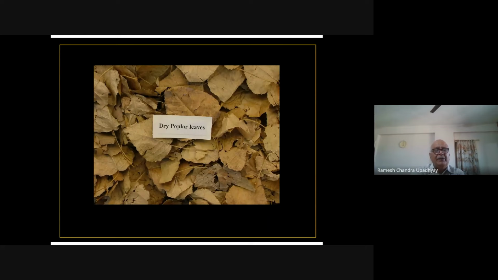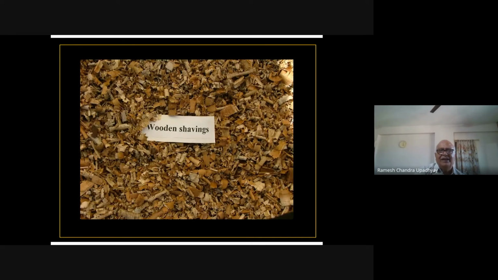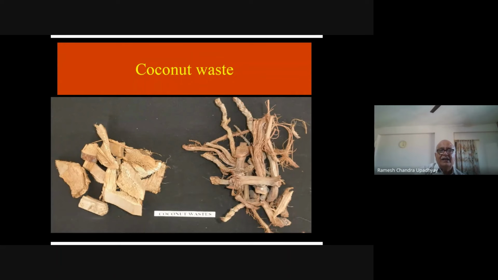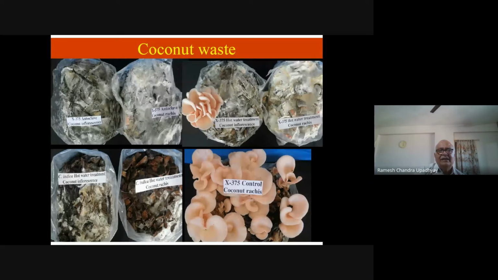Next, these wooden shavings. Next, this coconut waste I was mentioning to you. These are the inflorescence rakis and this part. You can see how beautifully mushrooms are coming on the coconut rakis. This is a pink color mushroom. This is one of the fastest growing oyster mushrooms, and within 10 days it will start giving mushroom fruit bodies.